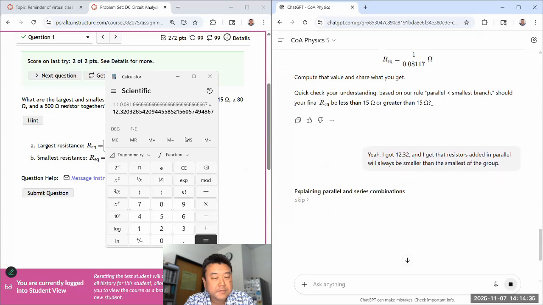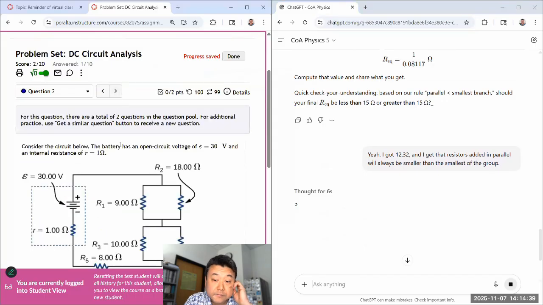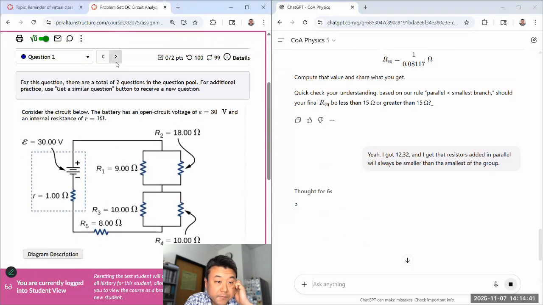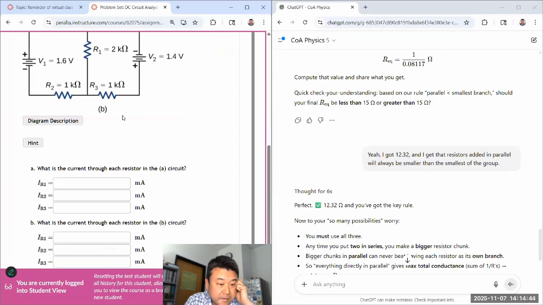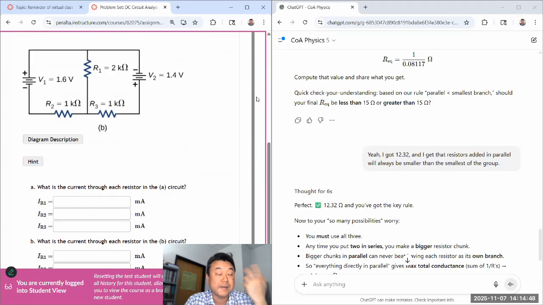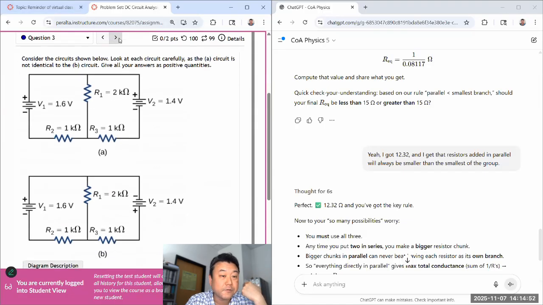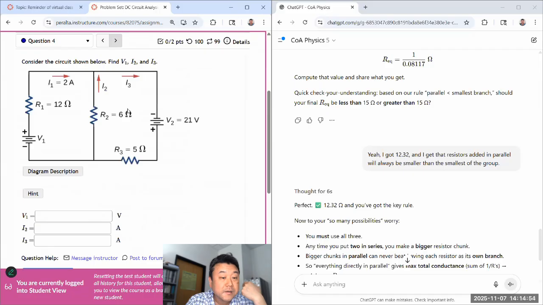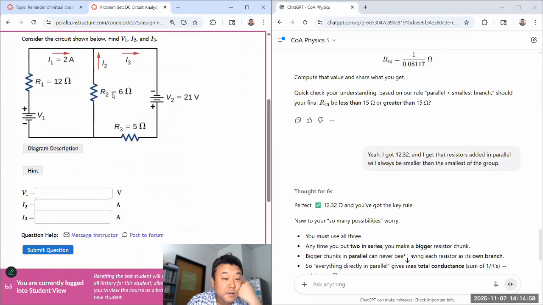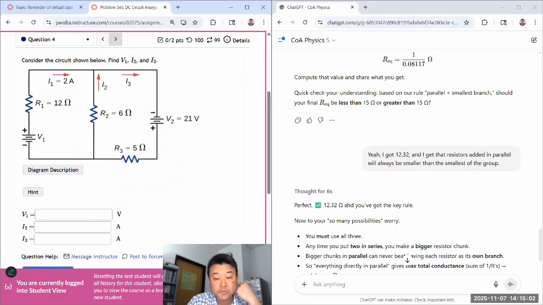Yeah, I don't know why this is thinking longer. These are not hard questions. So let me ask. I think this is the kind of typical DC circuit analysis question. If you are doing the one-on-one meeting based on circuits, this is definitely one of the questions I would ask. Or this, I think this could work too. So let me ask CoA physics GPT how to do this question.